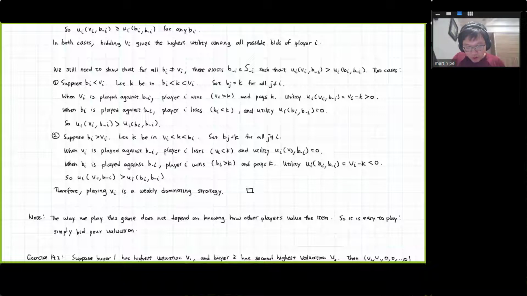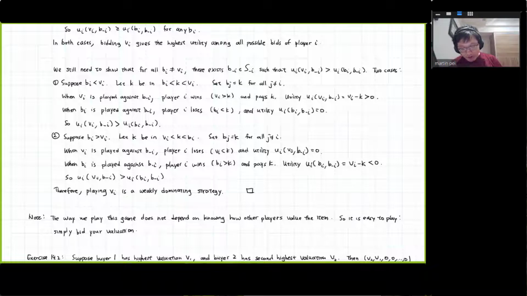So I need to do that for all possible other bids, right? For all possible other bids, I need to show that there is some situation where the utility actually decreases. So I need to say for BI equals something, I need to find some strategy set from the other players so that the utility will actually decrease.